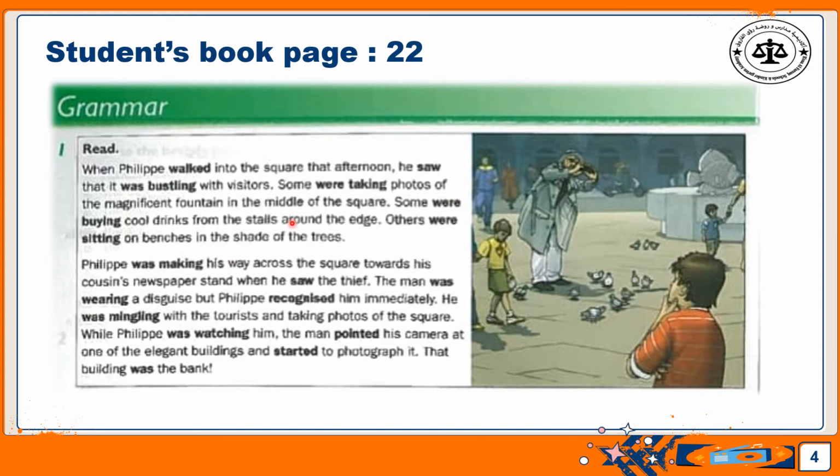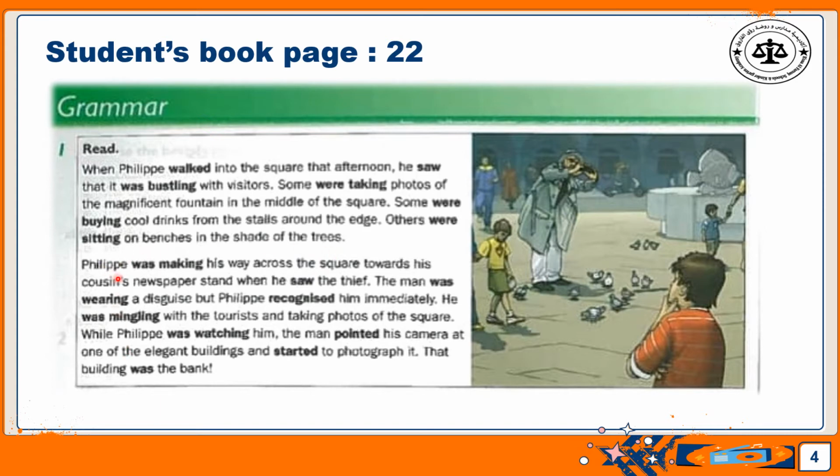Here we have the continuous tense and what? The simple past. Walked is a regular verb in the simple past, and so also we use saw in simple past. Was bustling, were taking, were buying, were sitting, all these verbs are in past continuous.